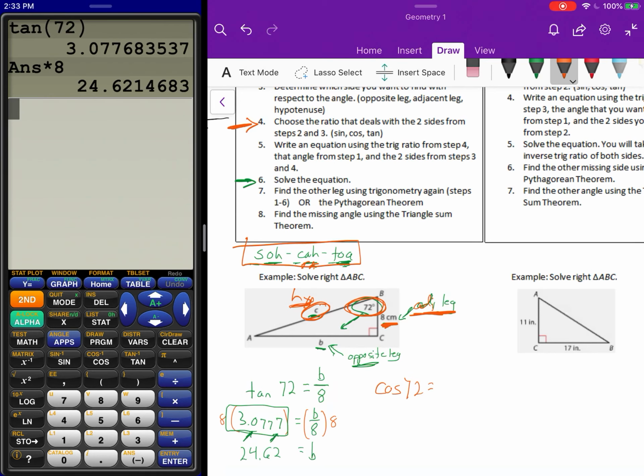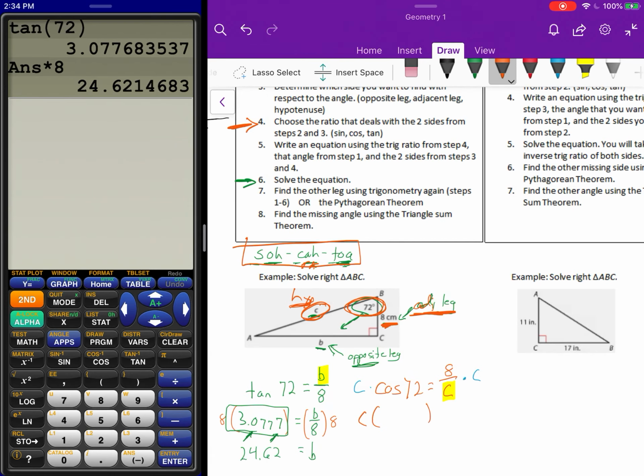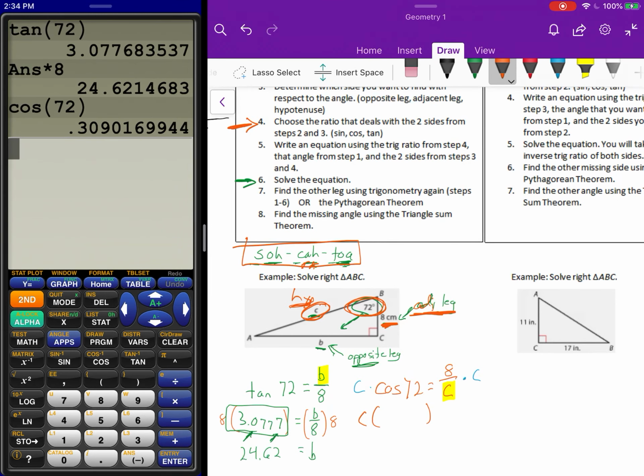So we want to write our equation. Cosine of the angle we know is equal to, and then we use the definition of cosine, that's adjacent, which is 8, over hypotenuse, which is C. I'm glad we're doing it this way because in our first one, notice the variable was in the numerator, but now it's in the denominator. So we have to do this a little bit differently. We're going to multiply both sides by C. So C is out of the denominator. And we can write C times the cosine of 72.